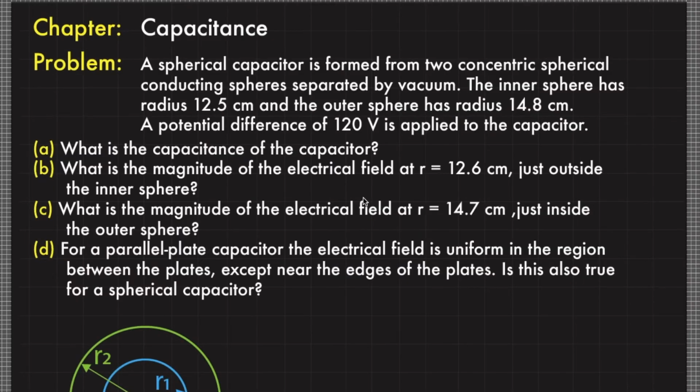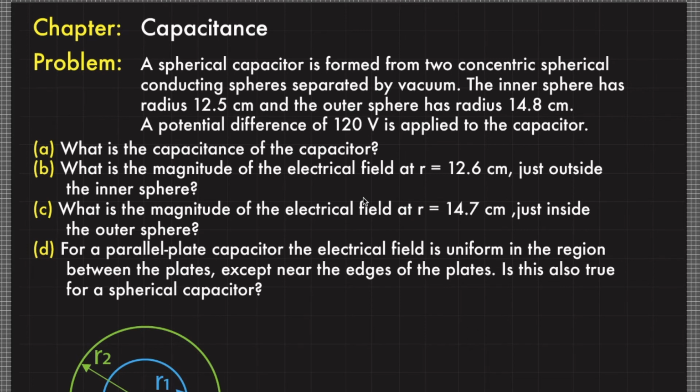Let's answer OpenStax University Physics Problem 77 from the chapter about capacitance. A spherical capacitor is formed from two concentric spherical conducting spheres separated by vacuum. The inner sphere has radius of 12.5 centimeters and the outer sphere has radius of 14.8 centimeters. A potential difference of 120 volts is applied to the capacitor. What is the capacitance of the capacitor?